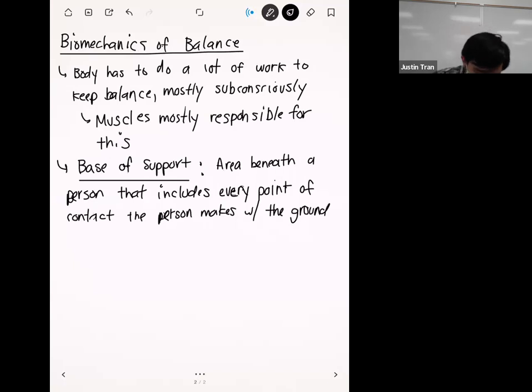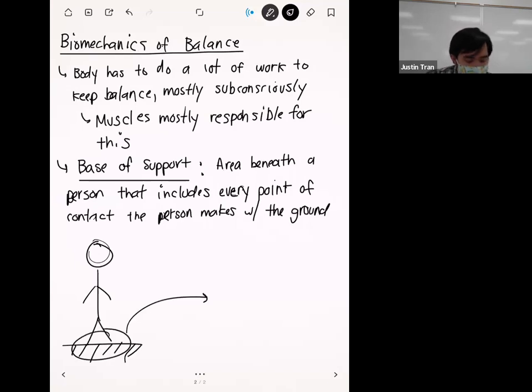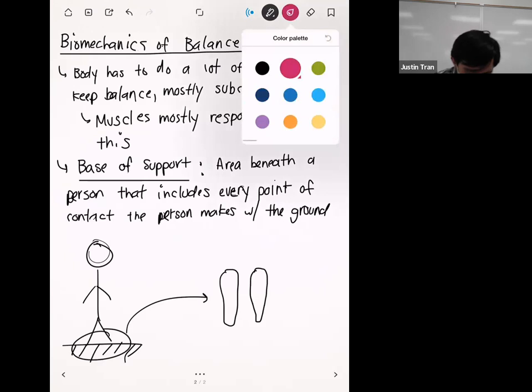You have a regular person just standing up on the ground. If we took a zoomed in view of his feet, and looked from above, it might look something like this, right? You might have one foot like this, another foot like this. You have some weird looking feet, I know, but it's the best I can do.